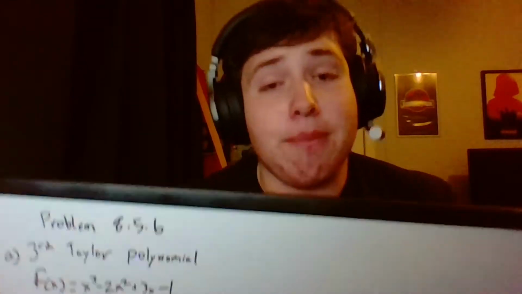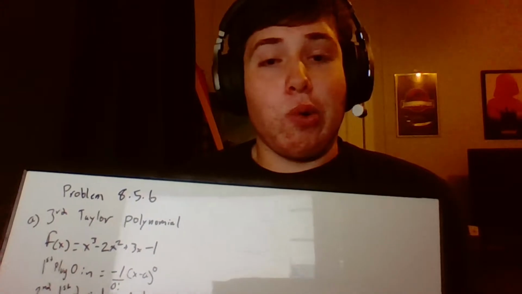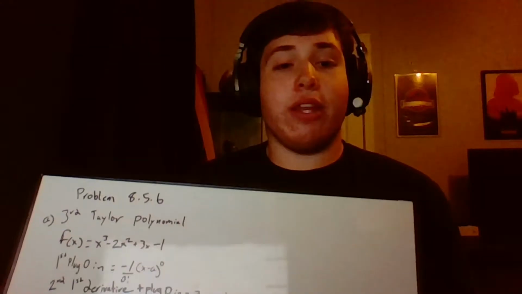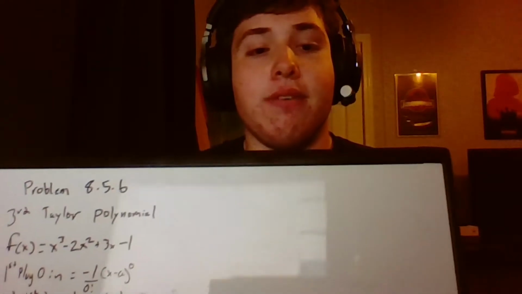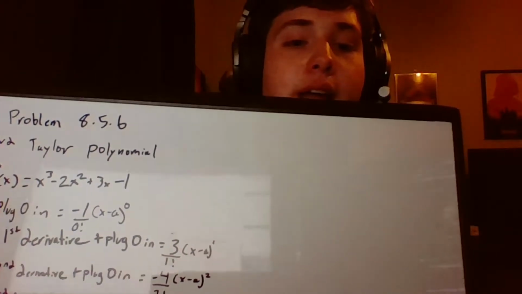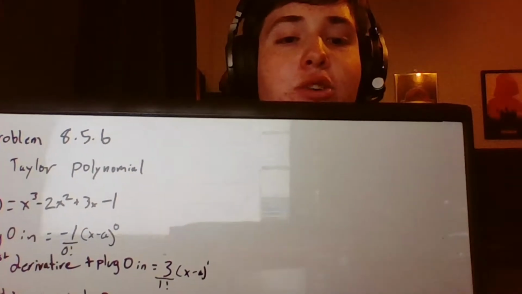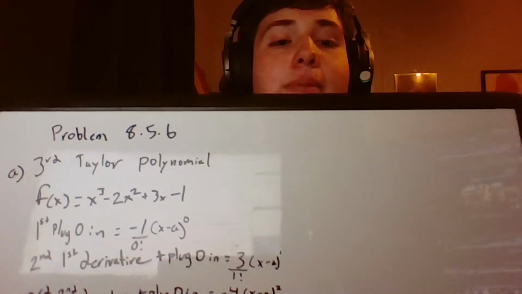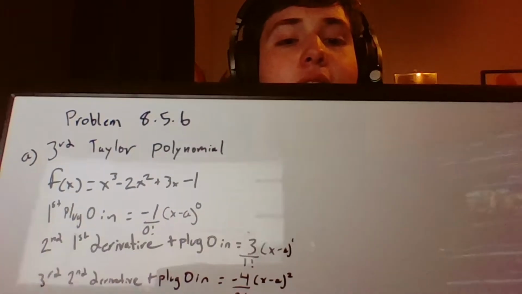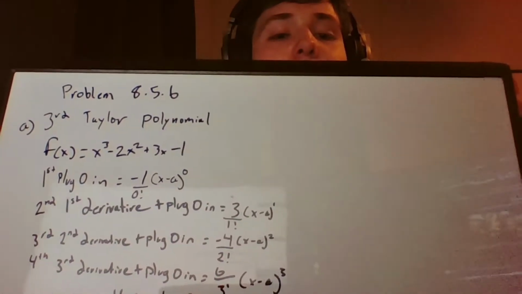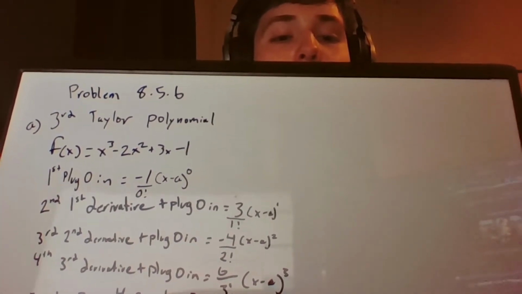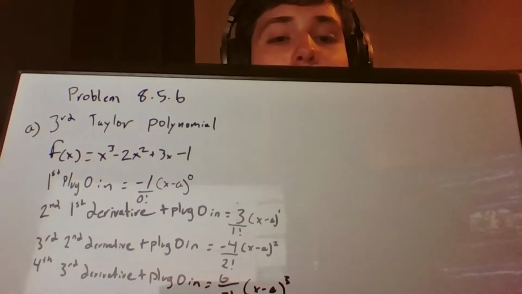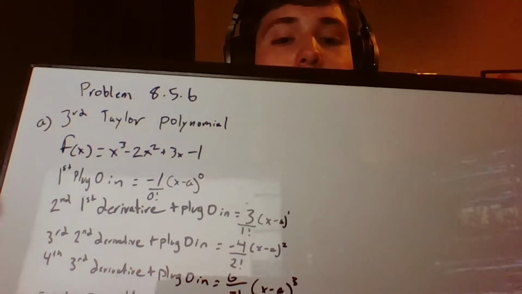8.5.6. There we go. So for 8.5.6, our first order of business is we're supposed to find the third Taylor polynomial for f of x, and f of x is equal to x cubed minus 2x squared plus 3x minus 1. The first thing we've got to do, I kind of got the numbers wrong. So the fourth term is technically the third order of it.